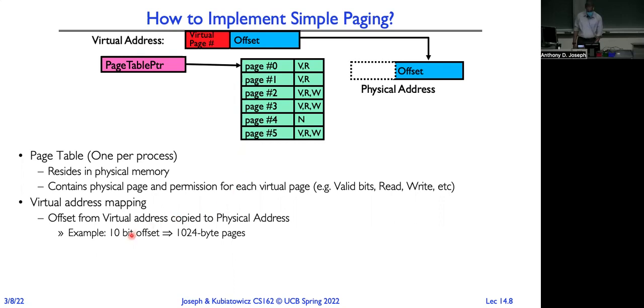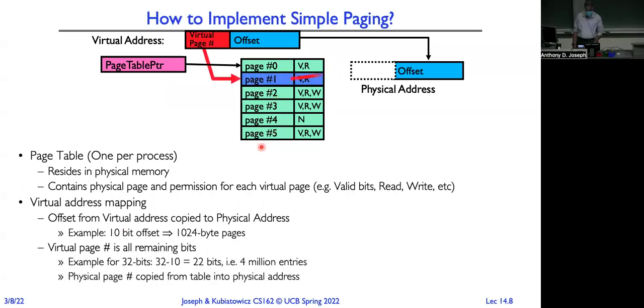Okay, so for example, if we have a 10-bit offset, that gives us pages that are 1,024 bytes in size. If we have a 12-bit offset, how big are our pages going to be? Yeah, 4,096. Okay, you're going to learn powers of 2 if you didn't learn them already. Okay, so now we're going to take the rest of our address, the virtual page number, and that's just an index into our table here. So we index into the table, that gives us the physical page number. We combine that with the offset, and we get the physical address.